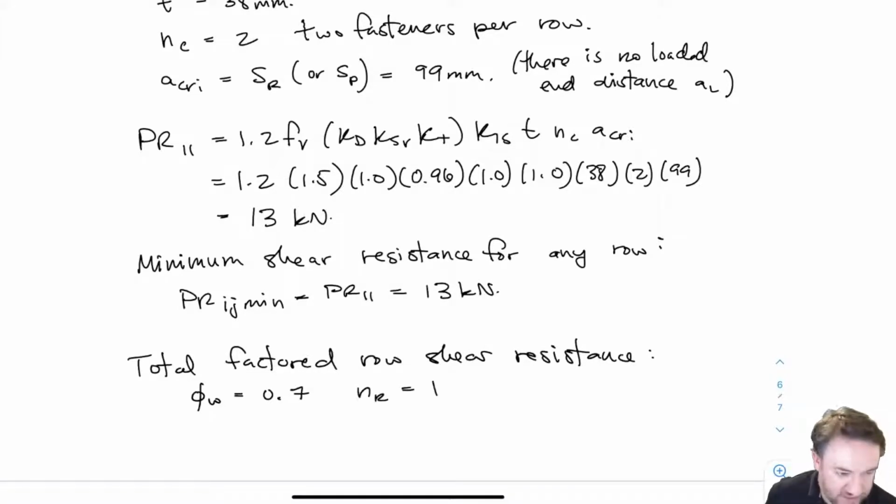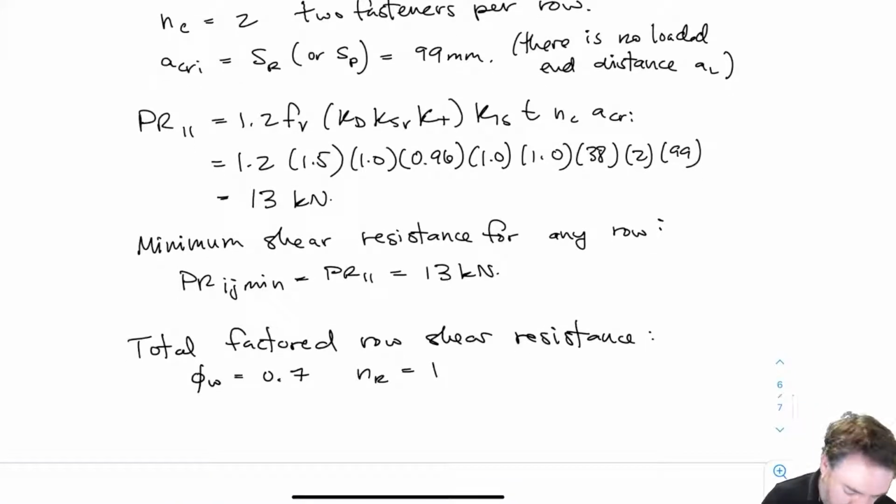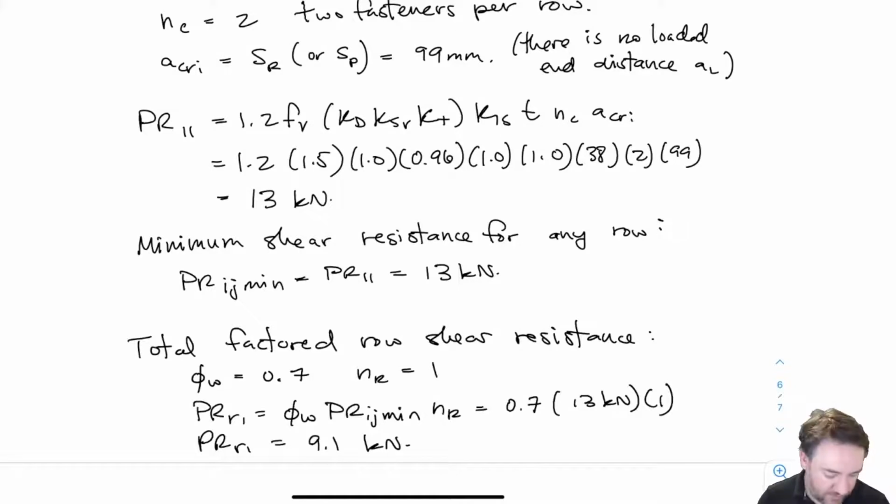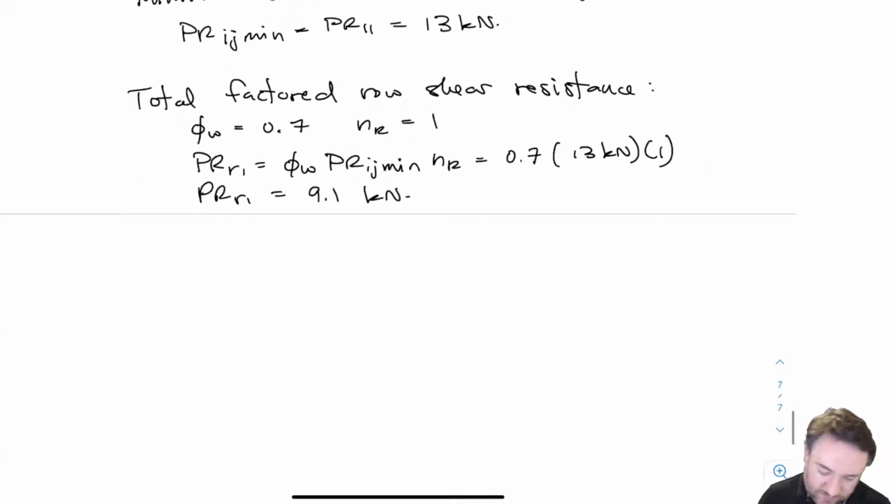So NR is the number of rows. So again, we only have 1 row in the parallel to grain direction for the beam. And so NR equals 1. And so our PRR is phi W times our minimum row shear resistance times our number of rows, and we get 9.1 kilonewtons. Okay, so that's for member 1 of that side of the connection.